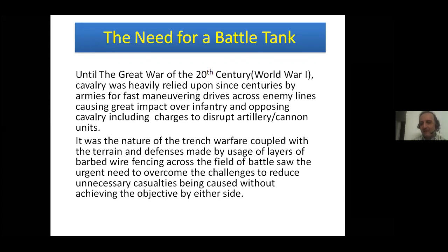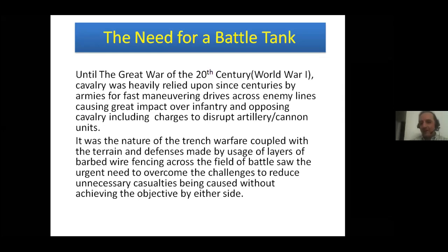But when you look at the First World War, until then there was heavy dependency on cavalry as in ancient battles. Traditionally you had the infantry forming up in blocks or checker blocks, and you had cavalry on either side to support the flank and at the back. That's how tanks were also envisaged as being used, predominantly as infantry support vehicles.